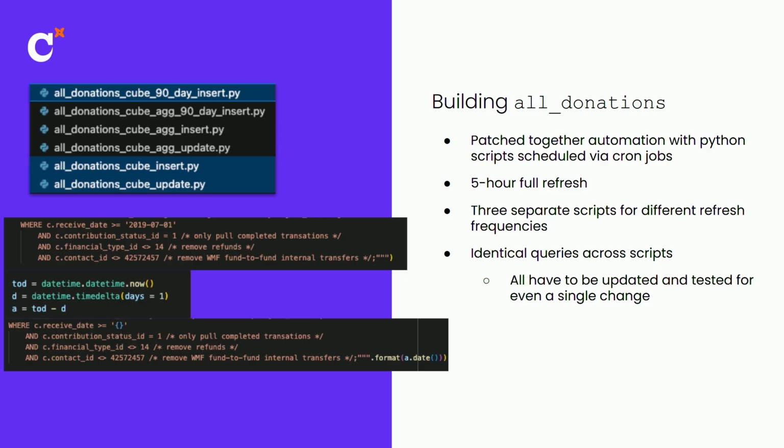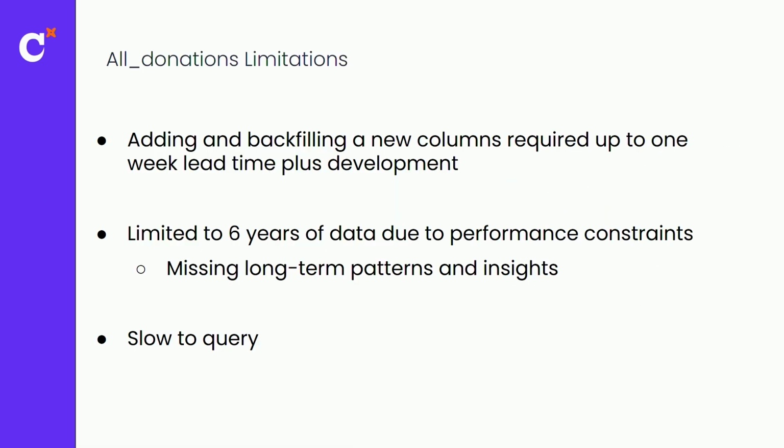So, since we would only run the full rebuild once a week on the weekend, if a new column was requested, that meant the lead time could be up to a week in order for data to be fully populated throughout the model, to backfill it, since every day we were only rebuilding the last 90 days.